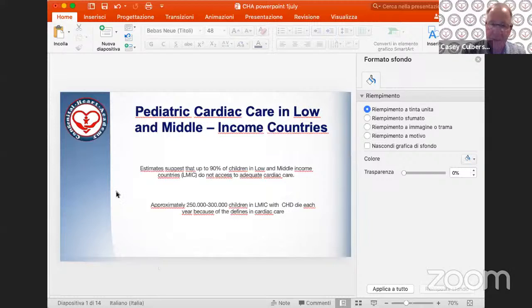I think we're going to start off with Sasha giving us an overview of how the developed world can support CHD programs in emerging, or what the World Bank now likes to call low middle income countries. So Sasha, if you want to start.